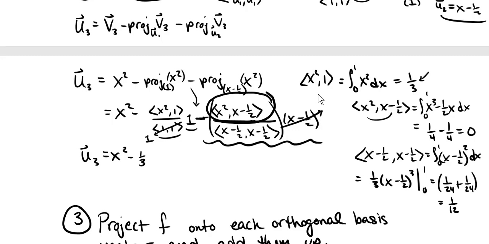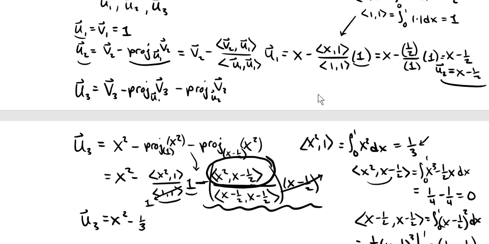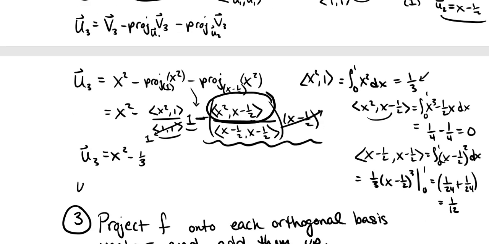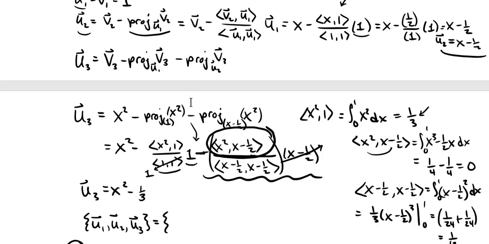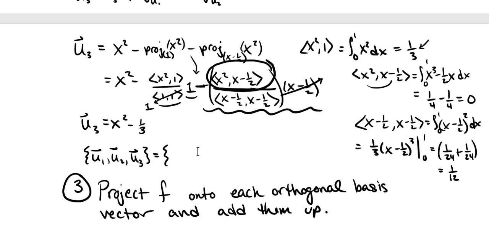So there we have it. Our u1, u2, and u3 make an orthogonal basis for the set of second degree polynomials. So let's gather those up. Remember, u1 is 1. Let's just write this as a set. And I did not normalize. To normalize, I would have to divide each of these u vectors by its own norm, going through this inner product norm. But I'm not worrying about normalizing. I'm just finding an orthogonal basis: 1, x minus a half, and x squared minus a third.